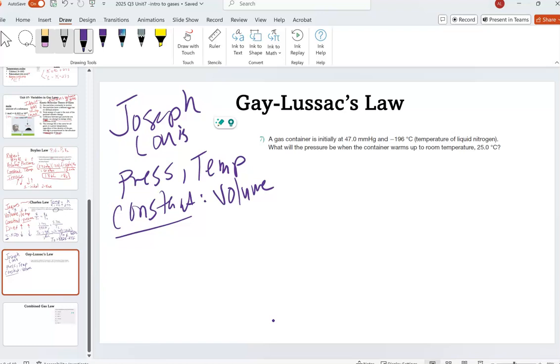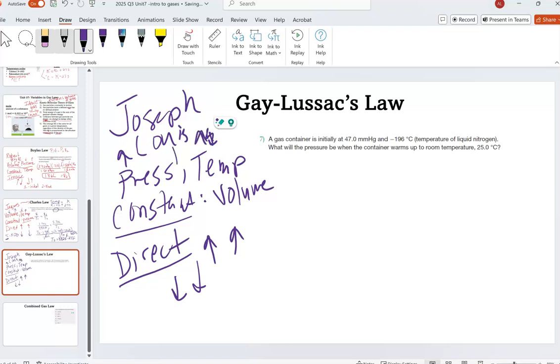This relationship is a direct relationship, just like Charles. So if one goes up, the other goes up. If one goes down, the other goes down. So if pressure of a gas goes up, the temperature is going to go up. If the pressure goes down, temperature is going to go down as well. It's a direct relationship. Our equation is going to be P1 over T1 is equal to P2 over T2. Of course, temperature has to be in Kelvin.